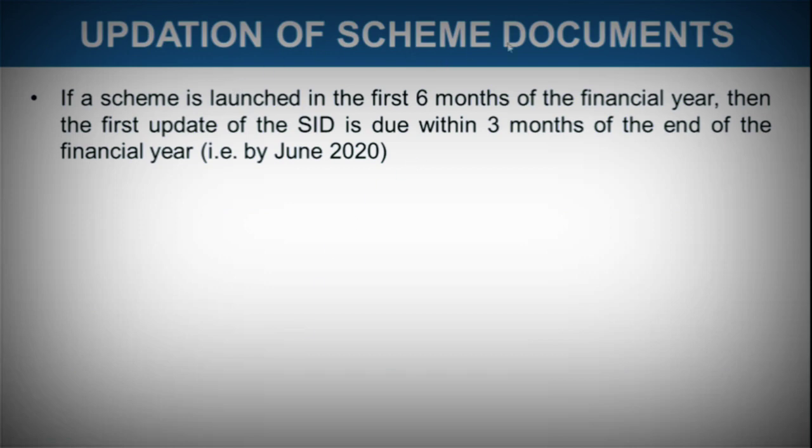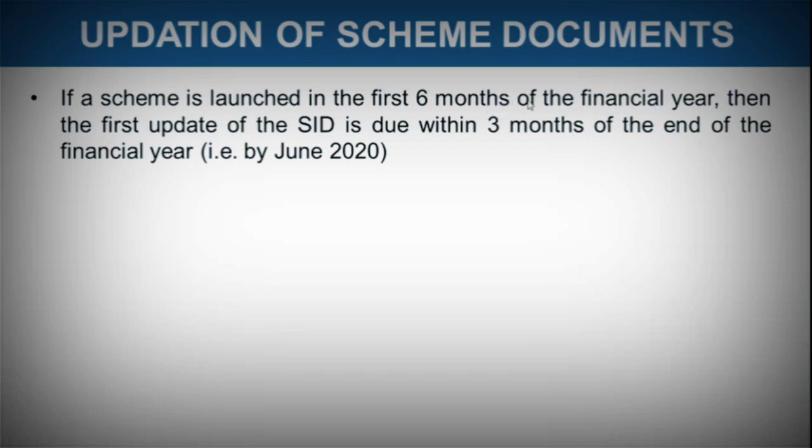Now let's see about updation of scheme documents. Here you need to keep in mind whatever these months and due dates are. If a scheme is launched in the first 6 months of the financial year, okay, so the financial year in our country is generally from 1st April to next year March 31. So whenever you see financial year, you just get an idea that it is from 1st April to 31st March. Now, if any scheme is launched in the first 6 months of the financial year, it would be from April, 6 months. So May, June, July, August, September, it can go through there.